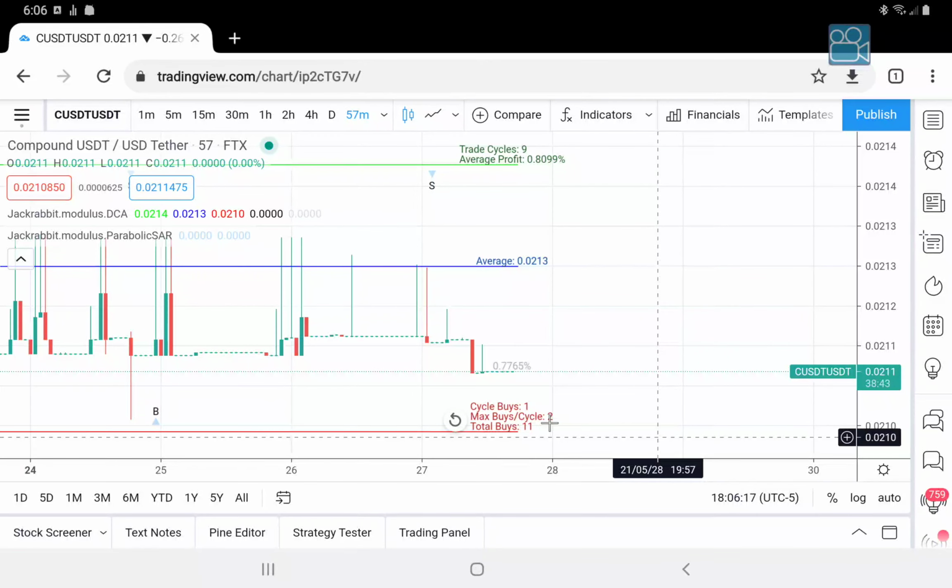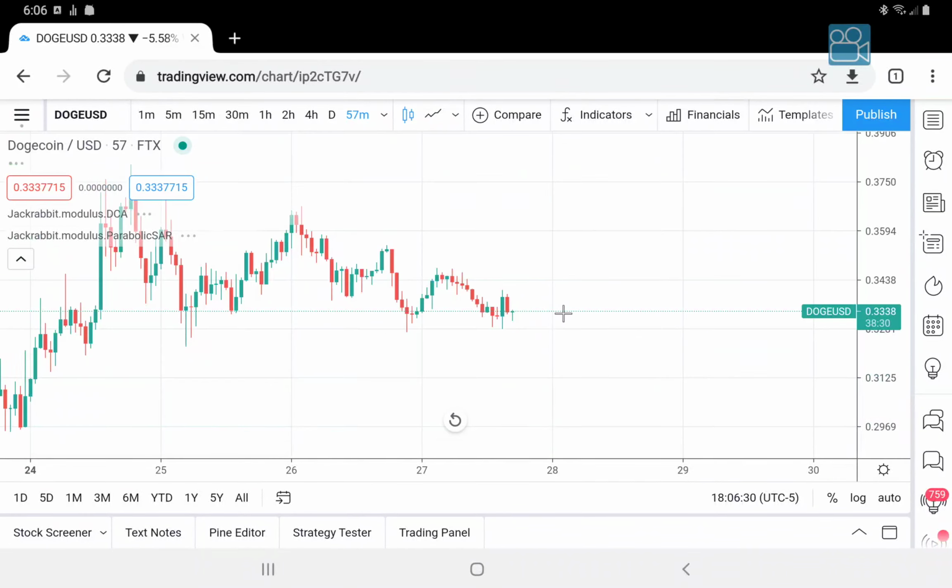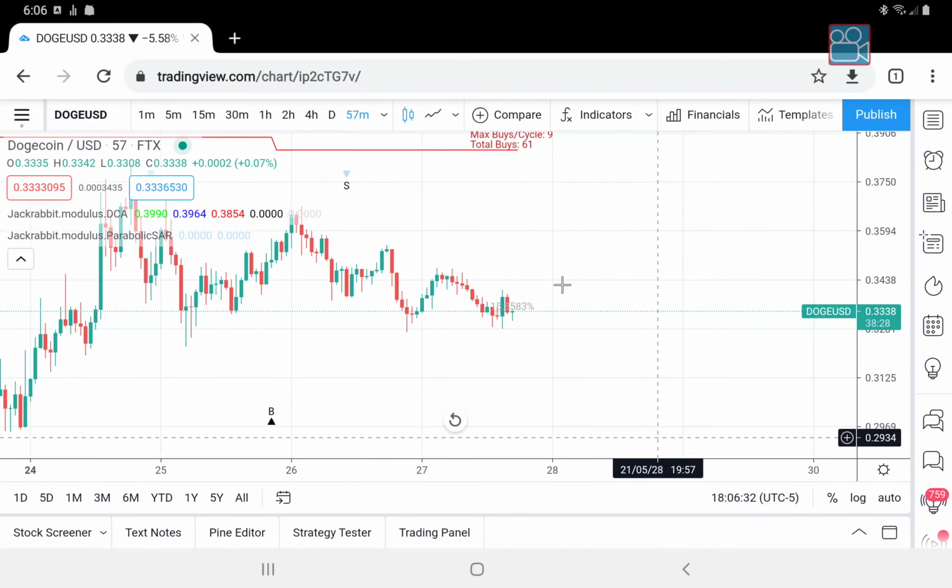And notice how many buys it accumulates. So even with this coin being complete garbage, it's still not bad to trade. Not that I would, but nonetheless.